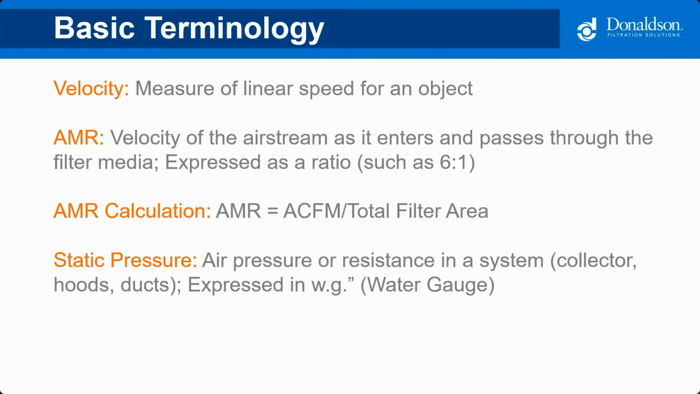Essentially, we're calculating it by taking the actual CFM, or the airflow, divided by the total filter area, and it's expressed in a ratio form such as 6:1. So that would be 6 cubic feet of airflow for every 1 square foot of filter media. And the last basic term I wanted to talk about is static pressure. This is the resistance to airflow in the system from things like the collector, the filters in the collector, which change over time as they become dirty, the hoods, the ductwork, turns. So static pressure is a critical design factor when you're choosing the fan and designing a system.